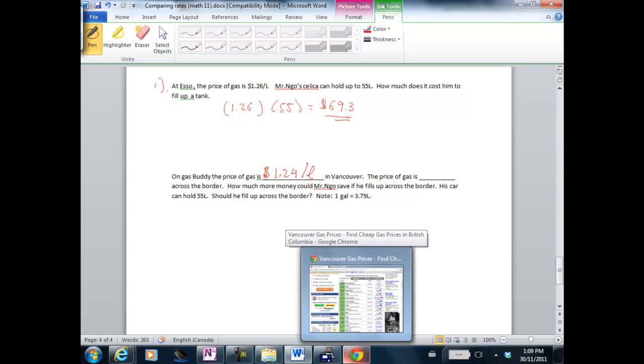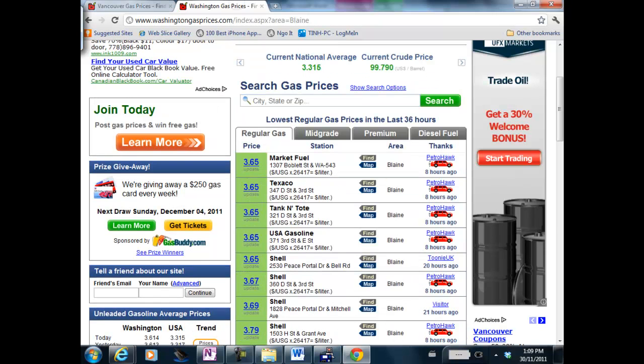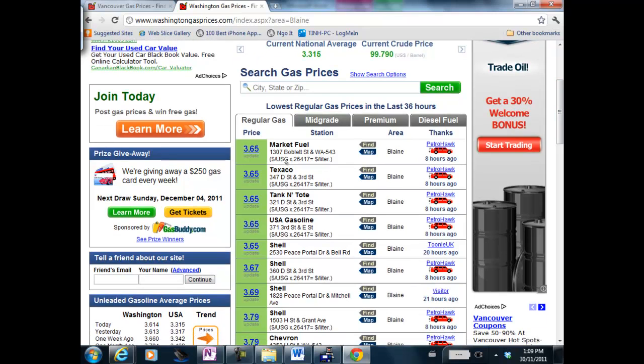Now, what a lot of people do is this. They do not fill up gas in Vancouver or Surrey. Where do they go? They go across the border, because across the border, they have cheaper gas. Here is the current price across the border. Now, the problem with this is it's per gallon.